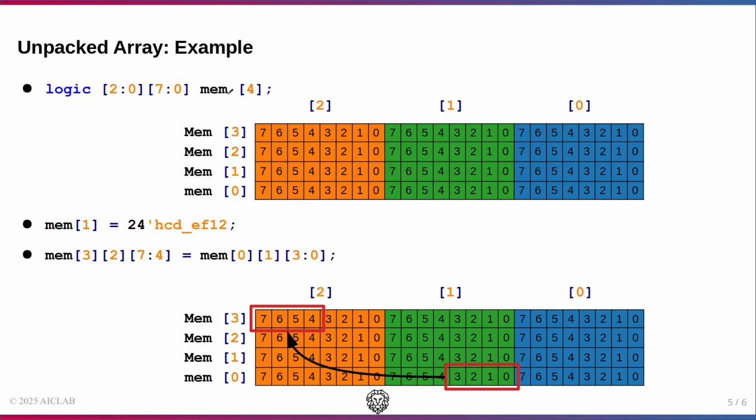In this example, memory has 4 elements, element 0, 1, 2, 3. And each element has 24 bits, which we divided into 3 chunks, and each chunk has 8 bits. So chunk 0, chunk 1, and chunk 2. And each chunk has 8 bits. In this example, element 0 gets this value. So this value goes to element 1.